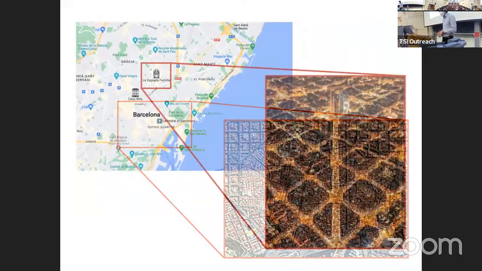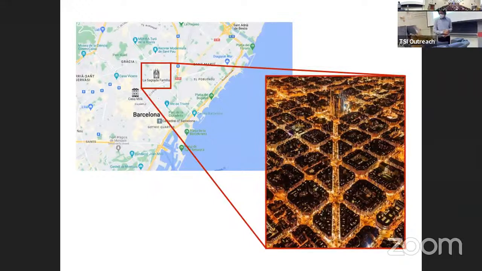And Cerda was an influential urban planner in the 1800s. He planned out these new areas where you see these very, very regular grids. And interestingly, also very wide avenues. Cars weren't around back then, but he actually had the foresight to predict that eventually we'd have big vehicles that would need space to maneuver.